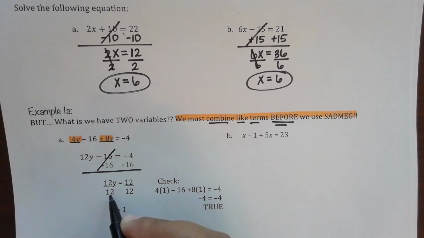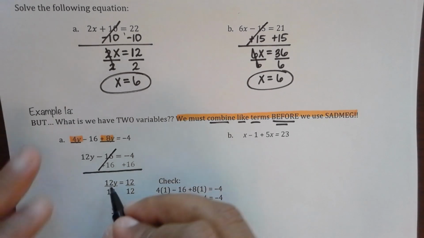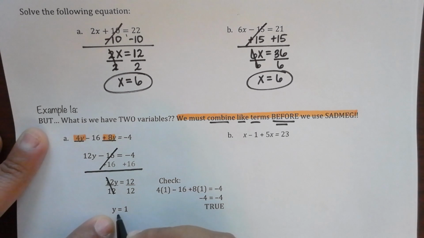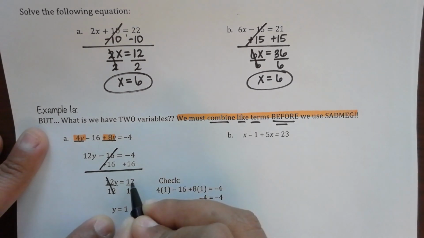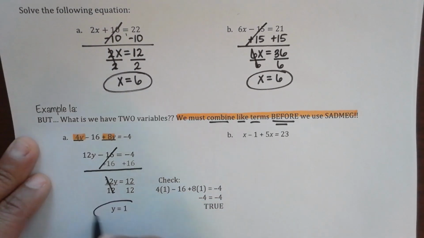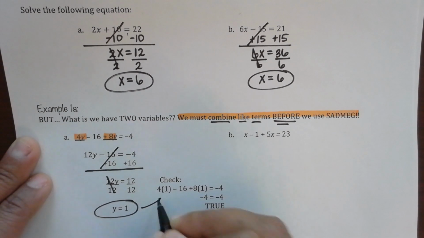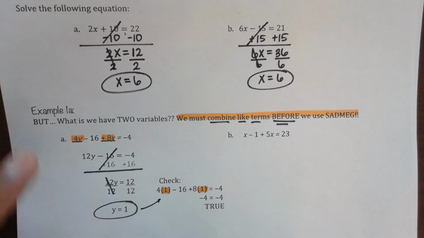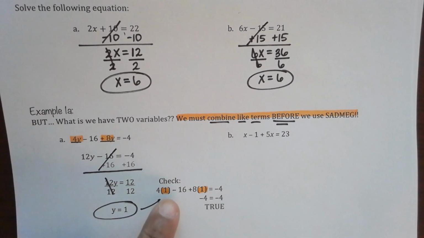Divide by that coefficient, which is what? 12. What happens to these 12s? So what's brought down? Then? And then what am I typing in? Anything divided by itself is? To check it, I would need to take this and plug it in everywhere I see an x. Does that make sense? So now I have 4 times 1 minus 16 plus 8 times 1 equals negative 4.